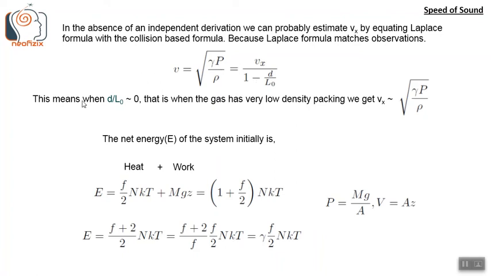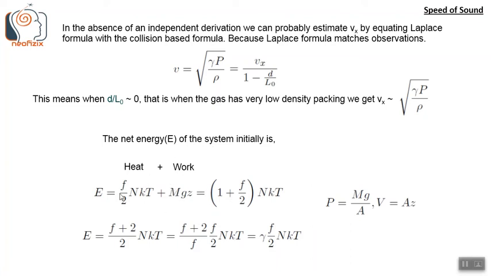So basically this means when d by L naught is around 0, that is when the gas has very low density packing, then we get Vx nearly equal to the square root of gamma p by rho, which is the same as the Laplace formula. And we have to think about how this gamma factor comes here. This is easy to explain. In this case, the gamma factor is coming from the energy conservation equation directly, rather than from the assumption of the adiabatic process. That is, this gamma factor comes from the first law of thermodynamics, energy conservation, just from that equation, and not from assuming the adiabatic process.